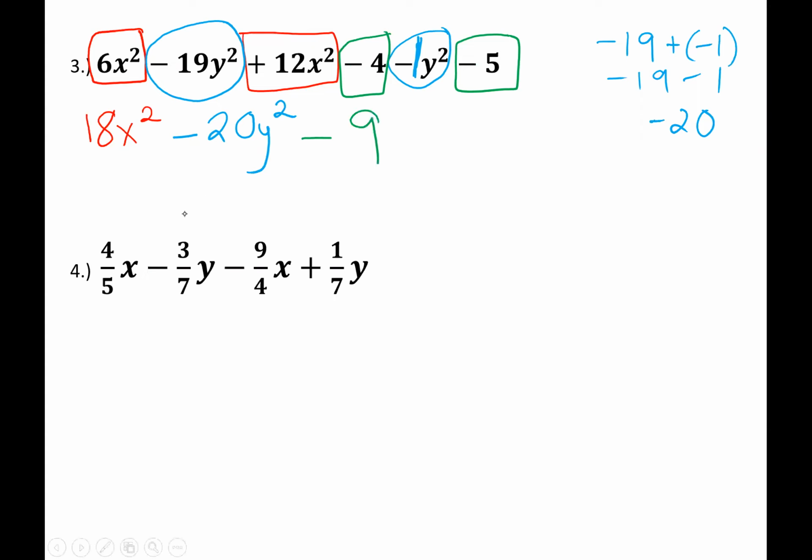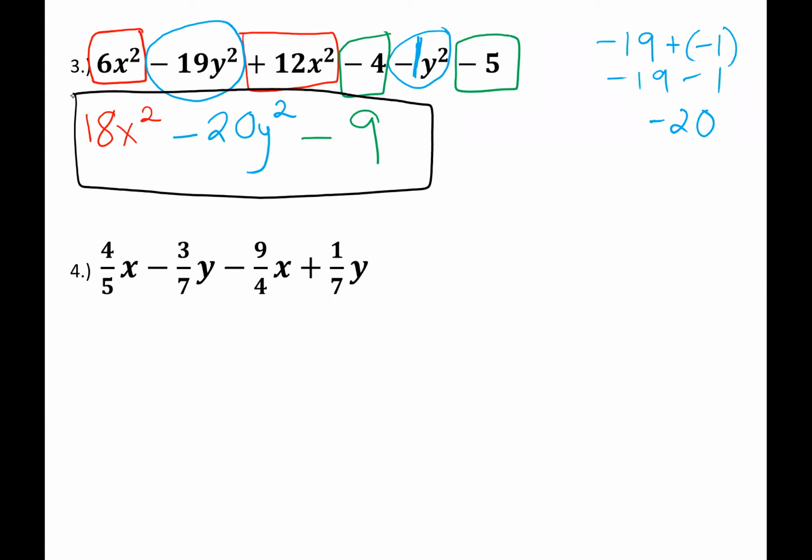So my final answer for this problem is 18x squared minus 20y squared minus 9. And I could rearrange those three terms if I wanted to. There's no one best way to do it. I'm just going to leave them in this order though. So if I wrote it in a different order, that would be fine, as long as each variable had its same coefficient. So once again, 18x squared minus 20y squared minus 9 would be my final answer.